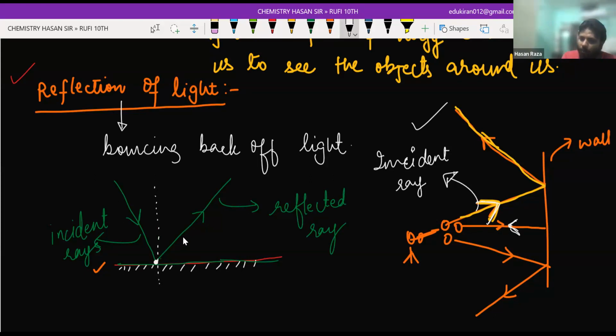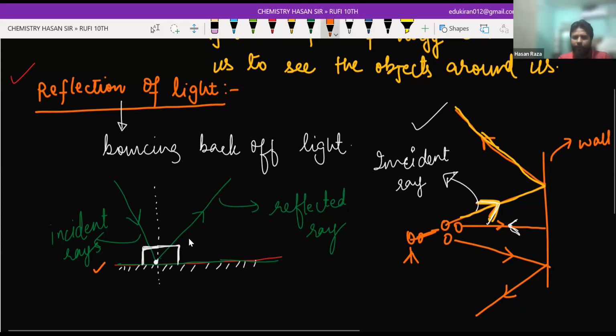Are you aware of this normal? What is this term normal called in physics? What do you understand by this term normal? Normal is basically the line we draw at 90 degrees from the surface of the mirror. Are you getting my point? Yes. So this is your normal. Now I think you are aware of the incident ray and reflected ray, yes or no? And this is your normal.